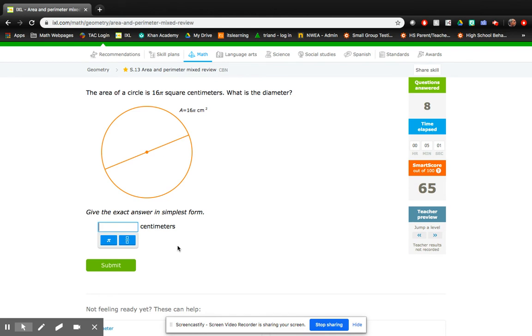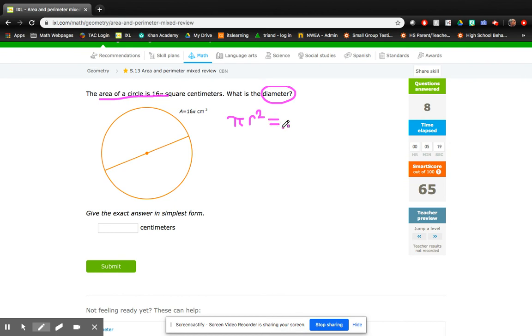Now we have to start solving for lengths, okay? So it tells me the area, and it wants to know what's the diameter. So the area formula for a circle is pi r squared. That's going to give me the area. But in this case, I don't have a radius to plug in, but I do have an area I could plug in. So we would say pi times radius squared is equal to 16 pi.